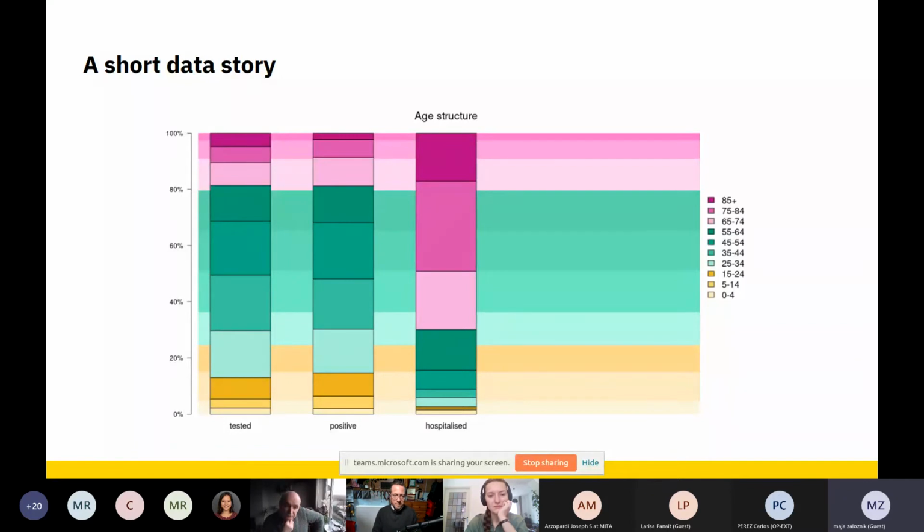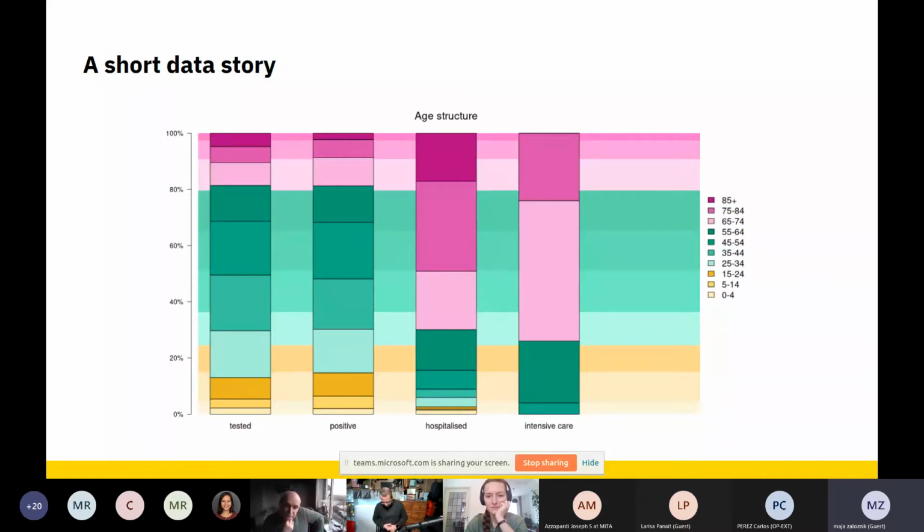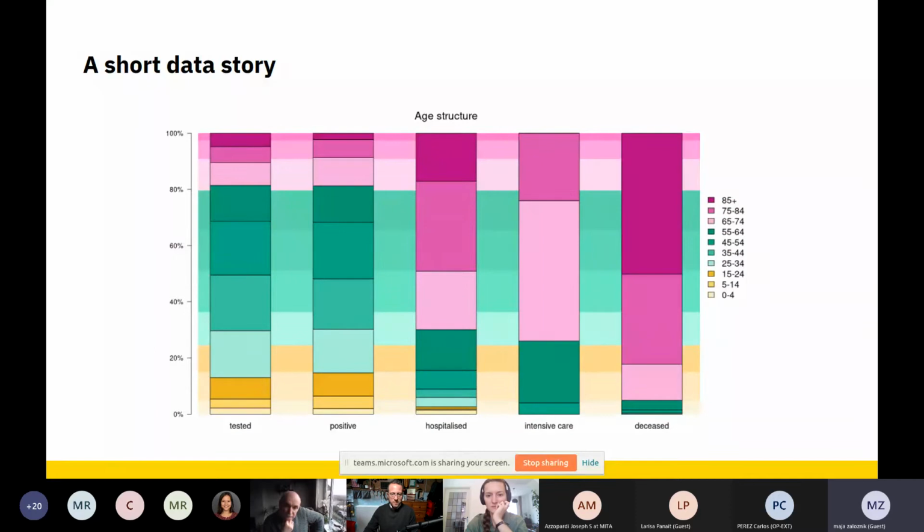Next, of course, are the ICUs. And again, mainly pink, over 65s represent the great majority. You also see the age structure is quite different to the hospitalized population. One of the reasons is that over 85s are generally too frail to survive intensive care and are usually not admitted.